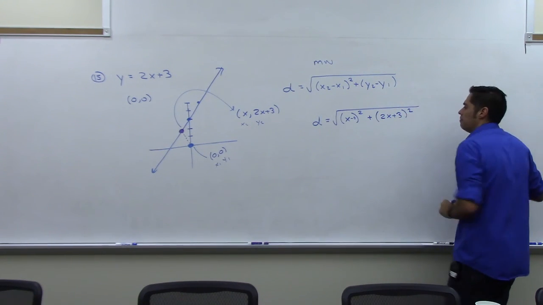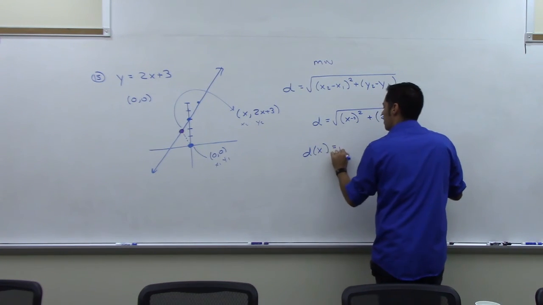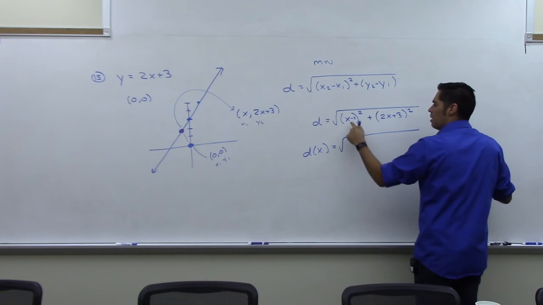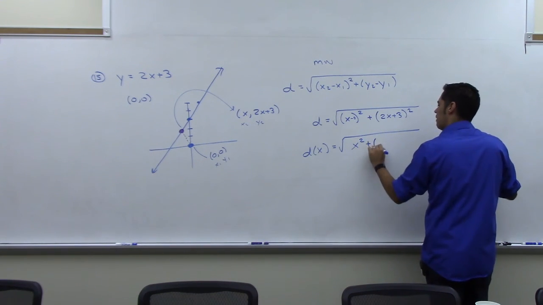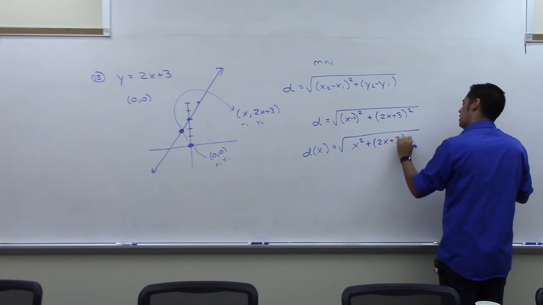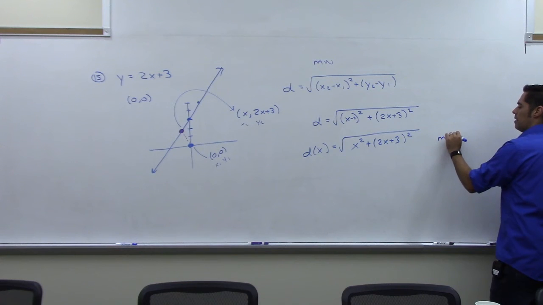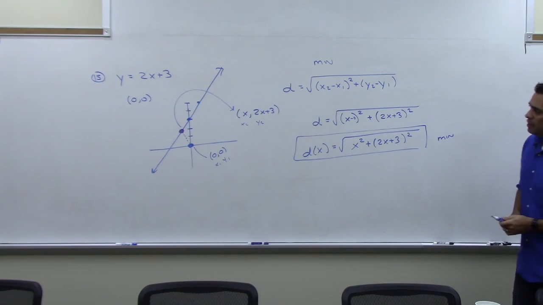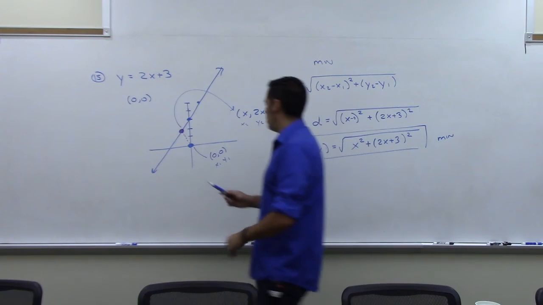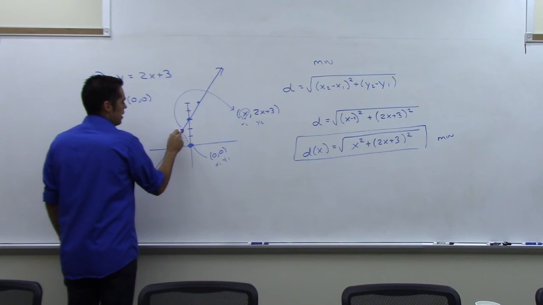That's nice. So my distance is now a function of x. This is the square root of x squared plus 2x plus 3 squared. I want to find the minimum of this function. The domain of this, if we look at this, our x is the x coordinate of this purple point.